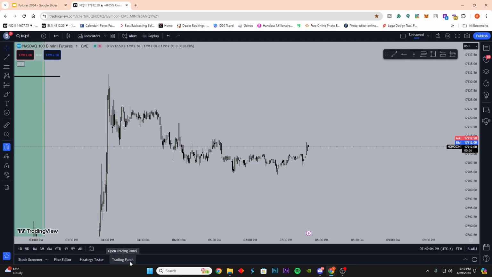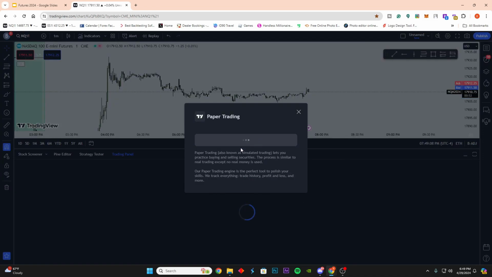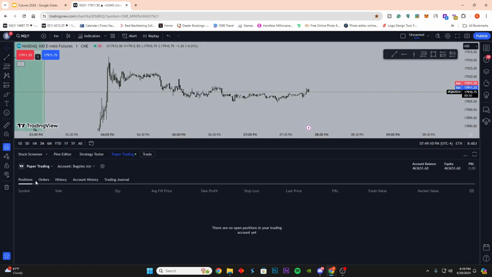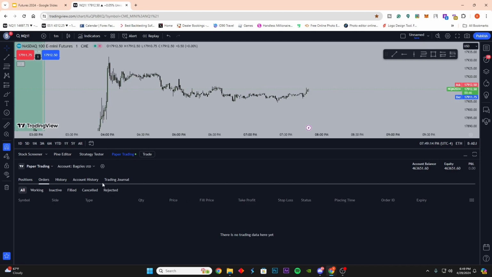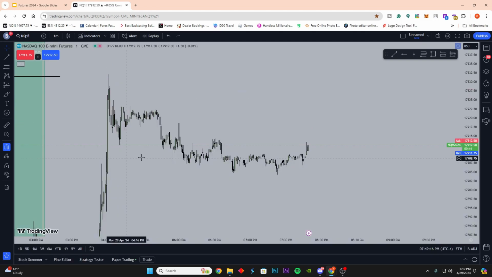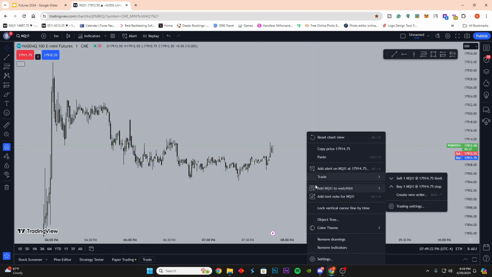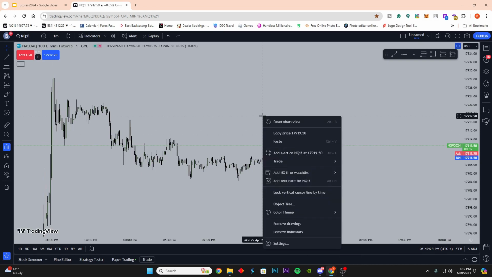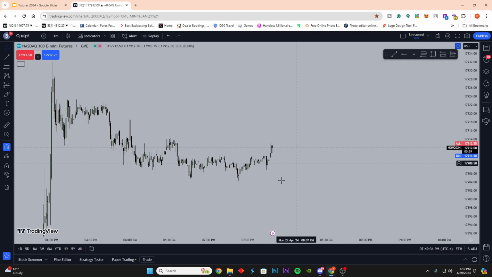So yeah, if you're on here, you're just gonna go to trading panel. You're gonna go to paper trading, connect. This is where you'll be able to set up a paper trading account and put what balance you like and everything like that. So some ways to trade on here, you can either set limits by right clicking, going to trade, and then you can sell or buy.